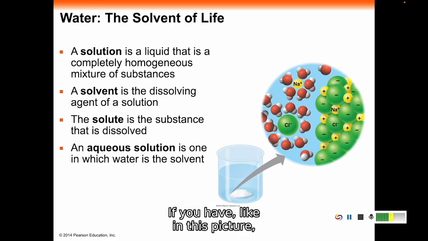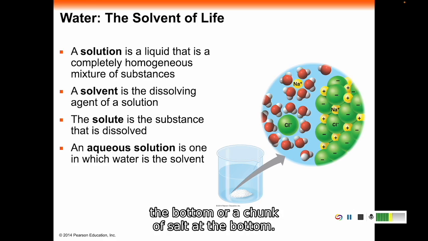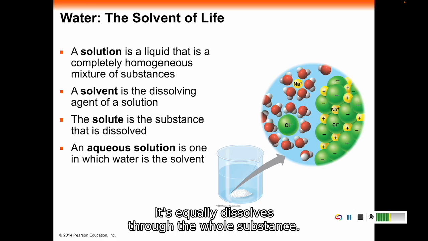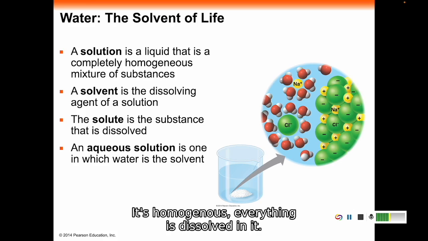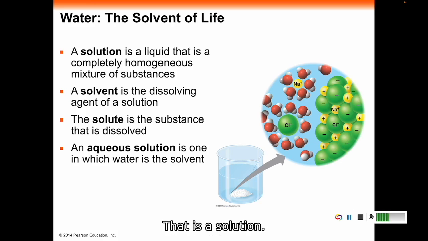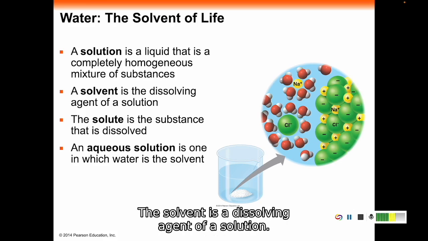So if you have, like in this picture, just a chunk of ice or a chunk of salt at the bottom, that's not a solution. When that has thoroughly dissolved and it's equally dissolved through the whole substance, it's homogeneous, everything is dissolved in it, that is a solution. The solvent is the dissolving agent of a solution.